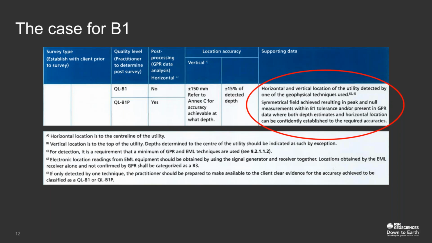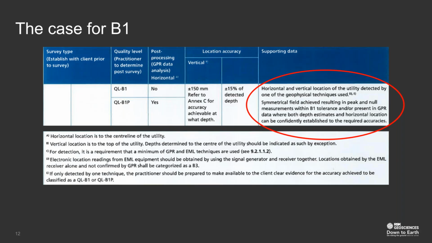One technique can obtain a B1 quality level as long as what is known as field symmetry is achieved using EML, and this happens when the peak and null measurements are either equal to one another or are within B1 tolerances. It's important to note that B1 is ultimately less likely to be achieved when multiple electrical and metallic surfaces are in close proximity to each other. So for example, in like a pavement in London city centre, you can imagine there's many a surface in that.